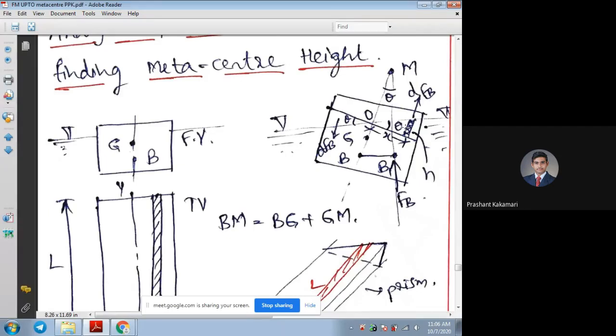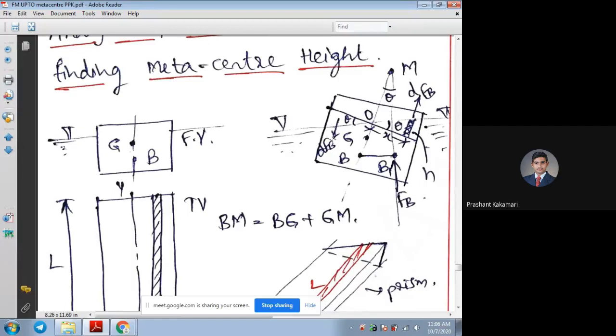Now due to this, what is happening? Extra mass is added after tilting to the right side. Extra mass is added to the body, or it is immersed in the liquid. What will happen? There will be a small buoyancy force added on the right side, and a small buoyancy force dF will be neglected on the left side.